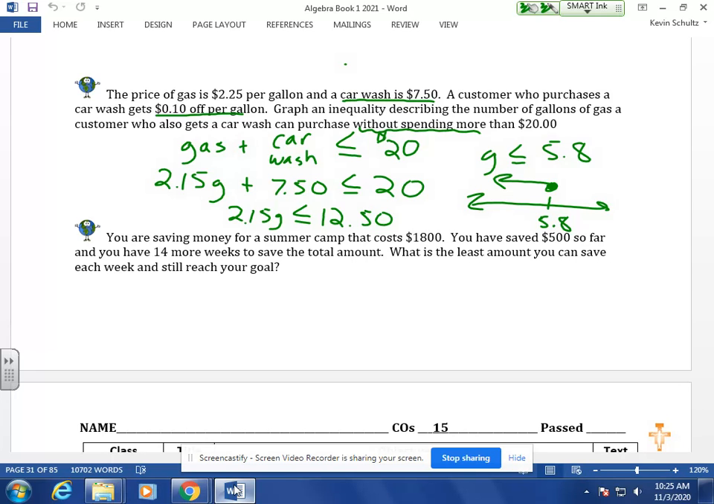Okay. The second one: you are saving money for a summer camp that costs $1,800. You've saved $500 so far, and you have 14 more weeks to save the total amount. What is the least amount you can save each week and still reach your goal? What inequality symbol did you use here for this? Joey?